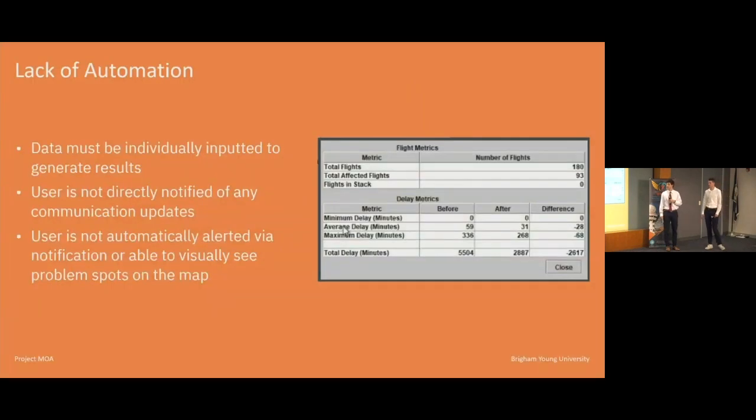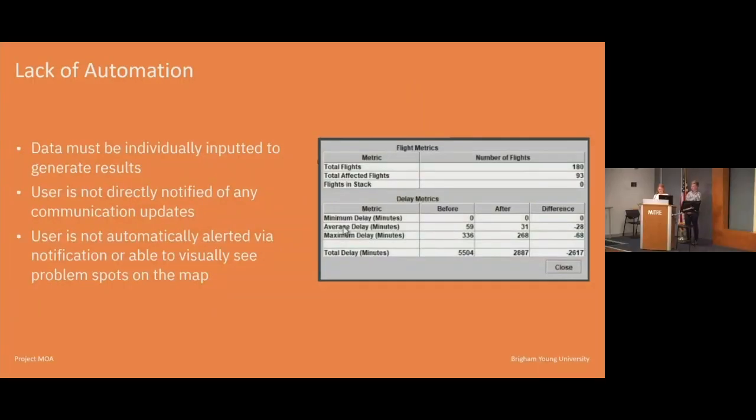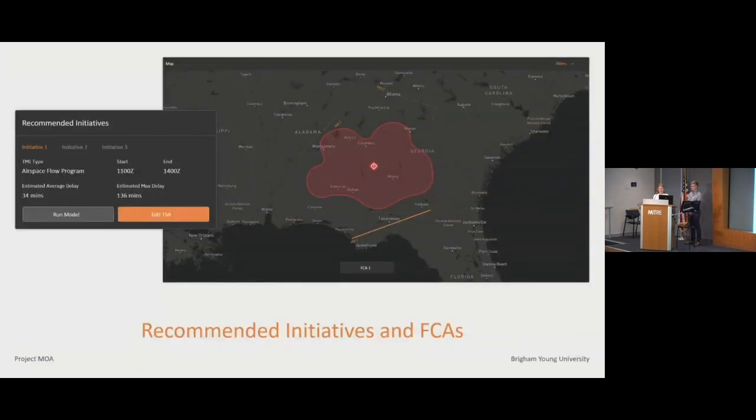Jean would also like more automation within the system. Currently, Jean has to individually input data for each flight to view results such as delay metrics. She also is not automatically notified of communication updates and visual problem spots on the map. To help Jean determine the best traffic management initiative to implement, we've designed an automation feature that provides the ability to toggle between recommended initiatives, compare data, and determine the best initiative to implement.